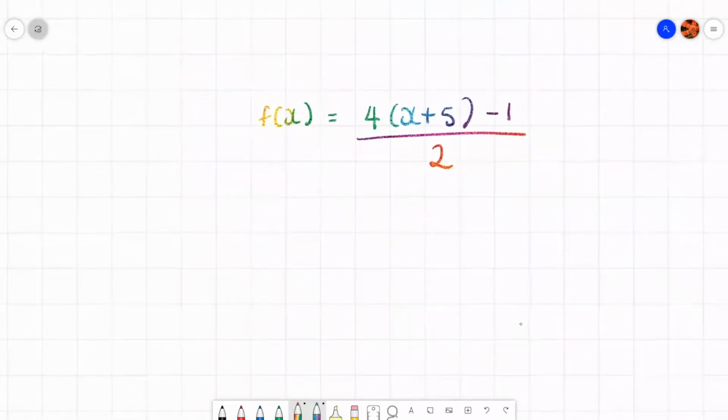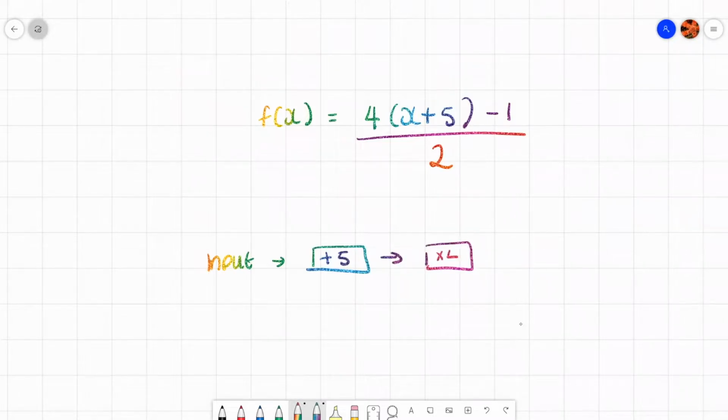So again, that means that you will have an input, so x will be something. Now remember, you have to look at the rules for BIDMAS or BODMAS as some people call it. You do the brackets first, don't you? So whatever x is, you're going to add 5 first, then multiply by 4, then subtract 1, and then divide by 2, and you will end up with your output.